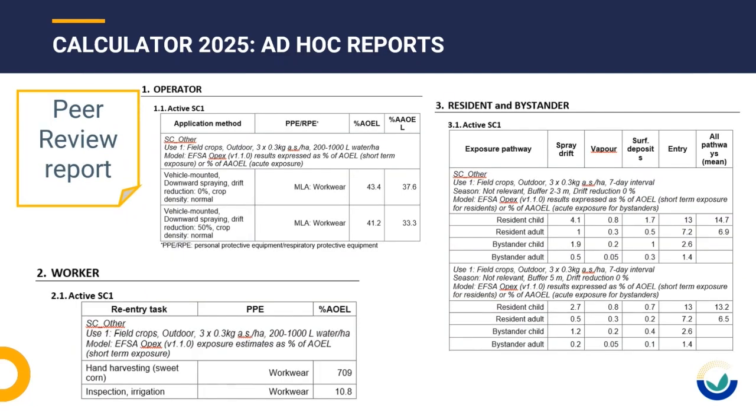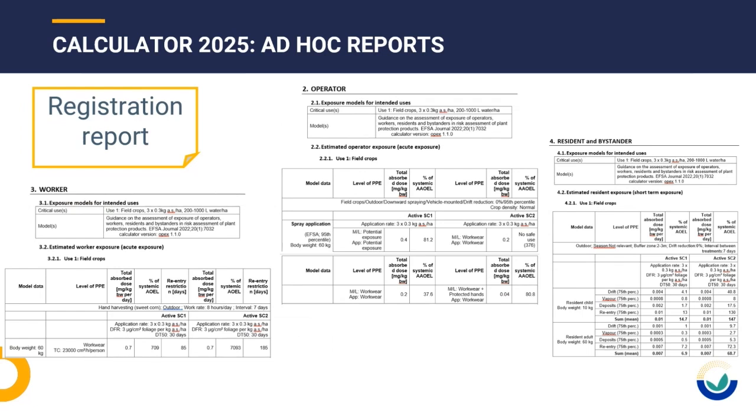The second report that can be generated is a peer review report. As I already told you, the structure is similar to the list of endpoints because the aim is to support the drafting of the list of endpoints in the assessment report and in the EFSA conclusion. And finally, the registration report can also be generated for use at member state level for national authorizations.